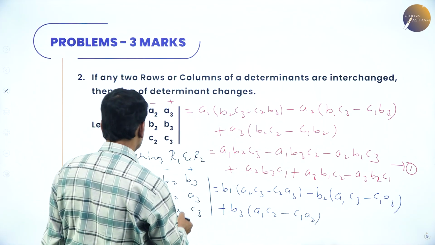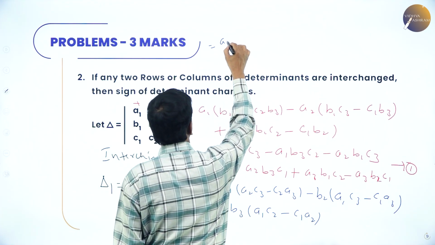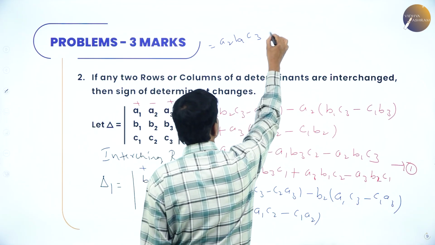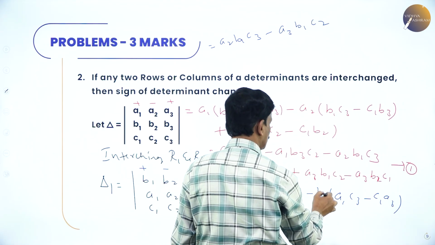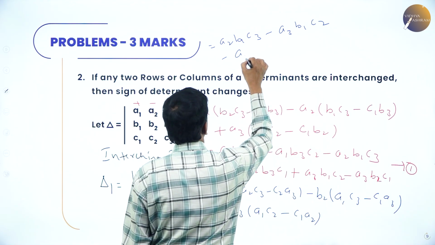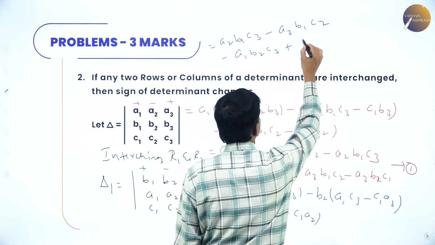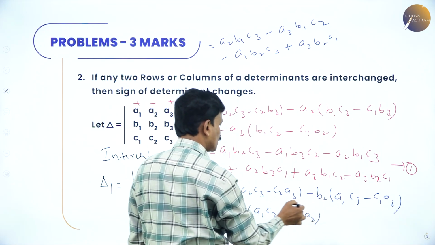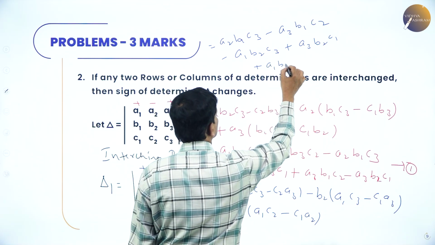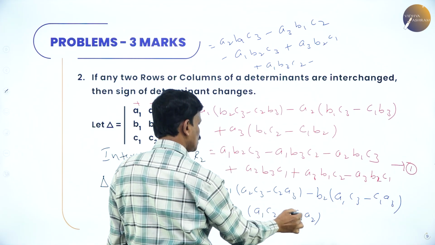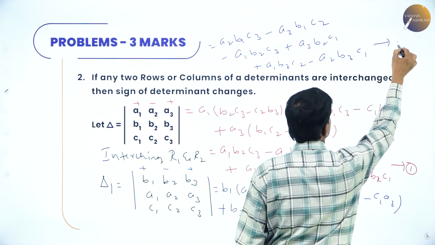Simplify this. If you multiply this, what are you going to get? I will write here. That's equal to B1 A2 C3 minus A3 B1 C2. Again minus A1 B2 C3, minus into minus plus, it is A3 B2 C1. Next last plus A1 B3 C2 minus A2 B3 C1. Let us represent this as equation number 2.